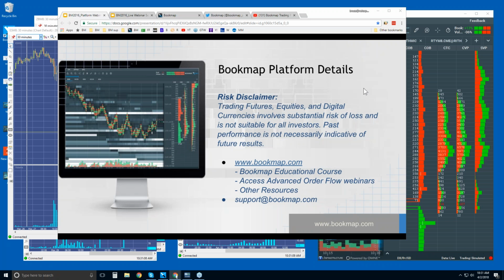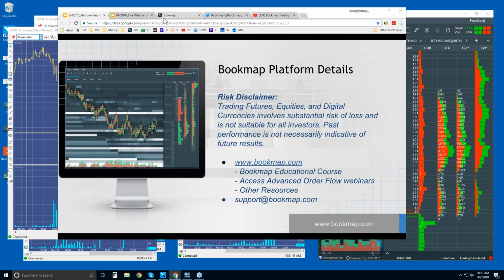Welcome to the Bookmap Platform Details webinar. What we're going to do is go through, very quickly, some of the resources, the introduction to Bookmap at the bookmap.com website, some of the different plans, and then we'll get into some of the platform details. Really, what Bookmap is showing you in the markets: very objective information, and then we're going to start to look at some of the order flow phenomena.